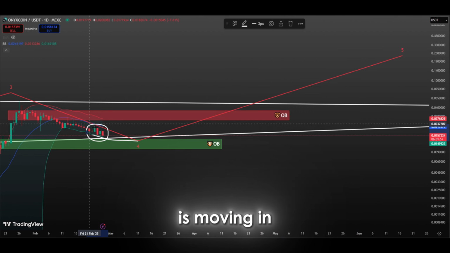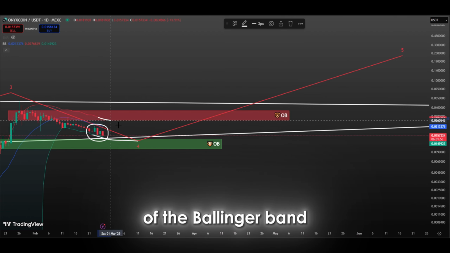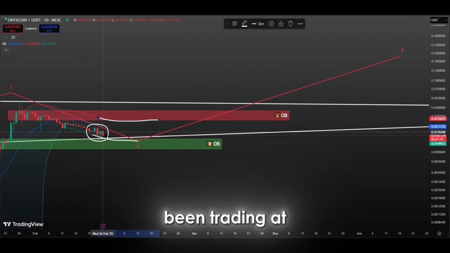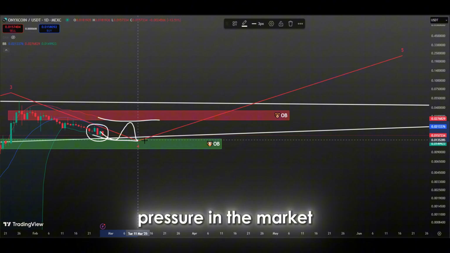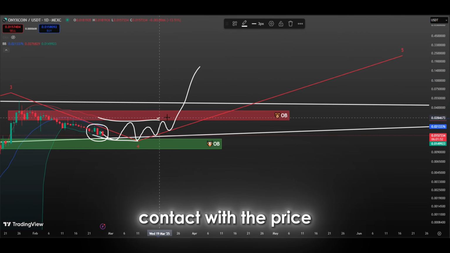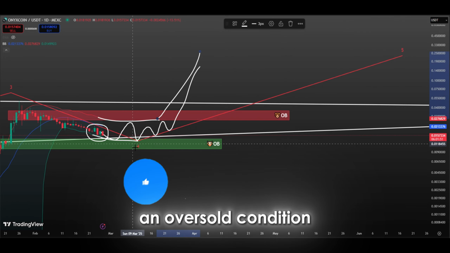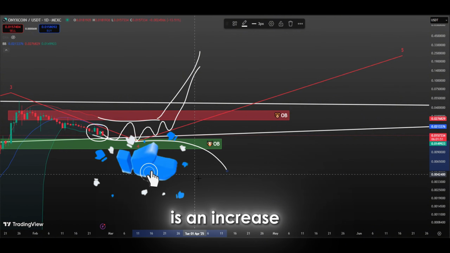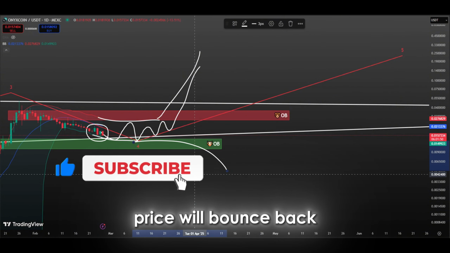Currently, the price is moving in the lower band of the Bollinger Band, and this may indicate that the price has been trading at lower levels recently, and there is pressure in the market. When the lower band comes into contact with the price, it usually signals an oversold condition, and this could mean that there is an increased possibility that the price will bounce back.